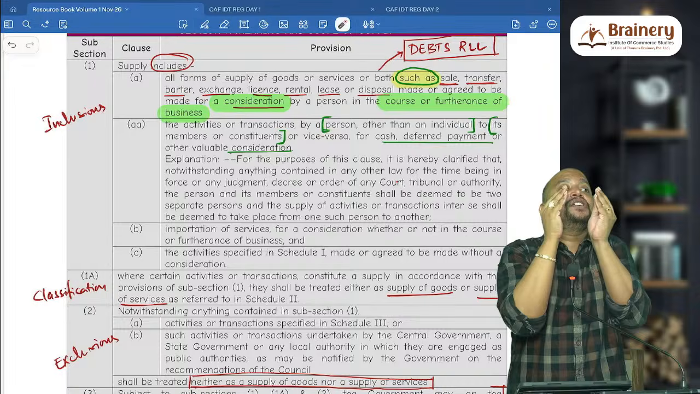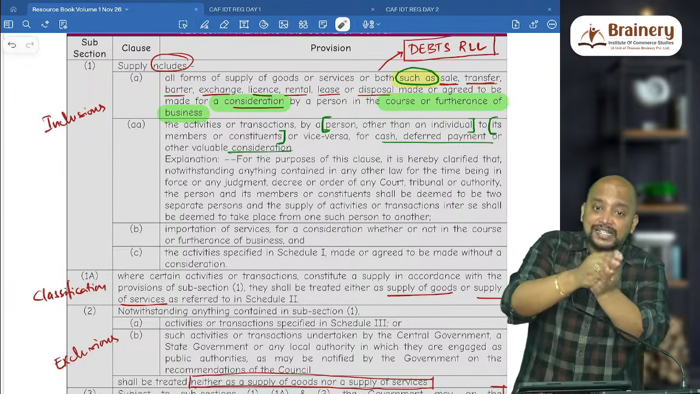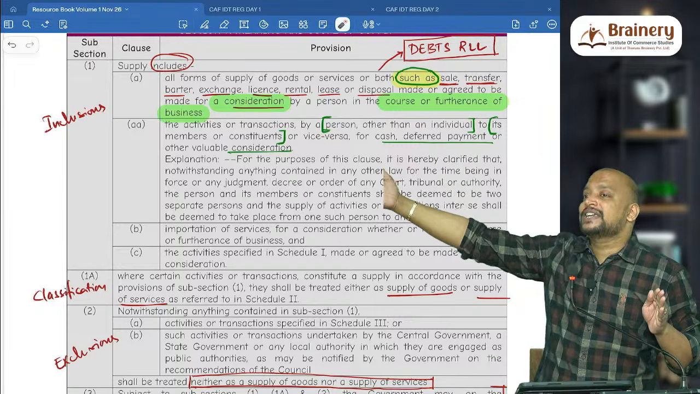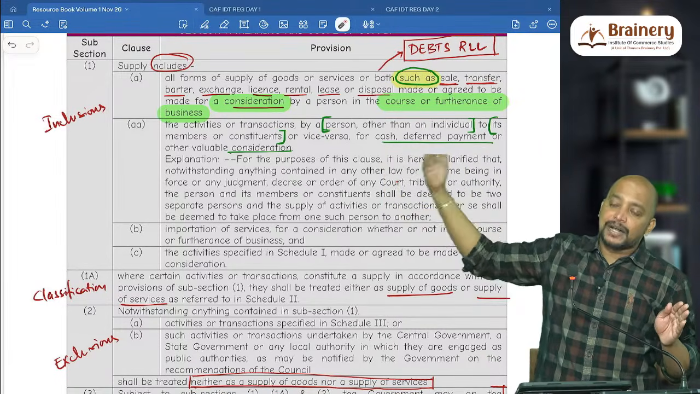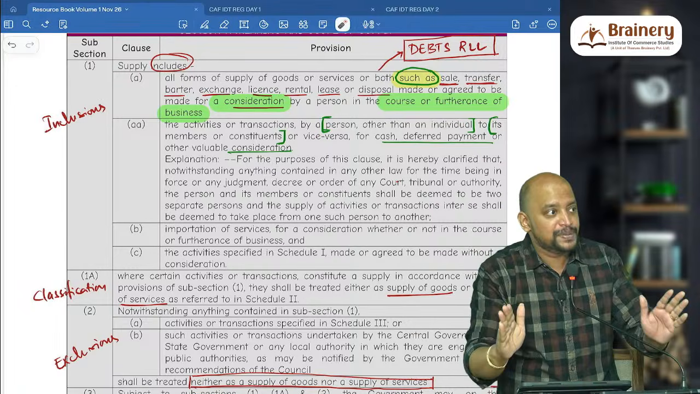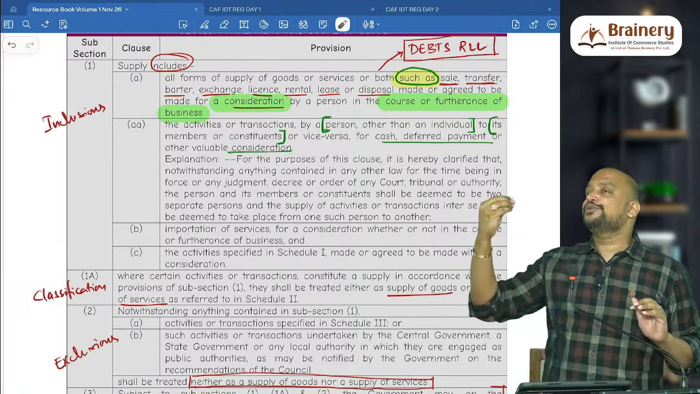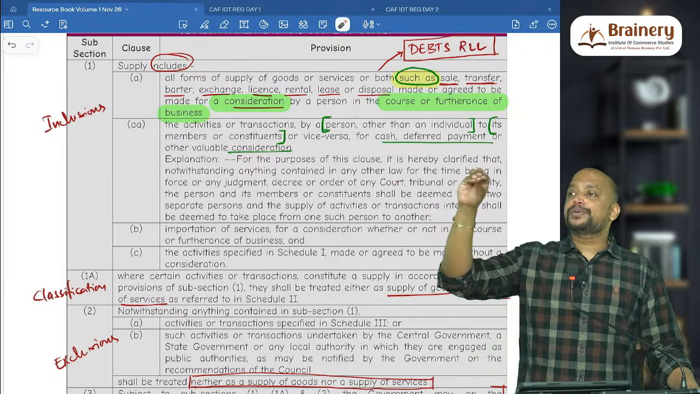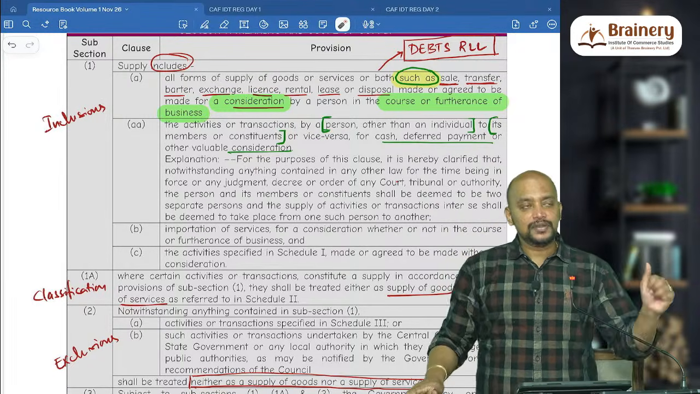When it comes to individuals only, we will have personal business. But when it comes to all other forms of organization, that is partnership firm, company, local authority, trust, etc., everything will be business. You got it? So that 'in the course or furtherance of business' is inbuilt into this. Then what is the purpose of this explanation? I'll tell you.